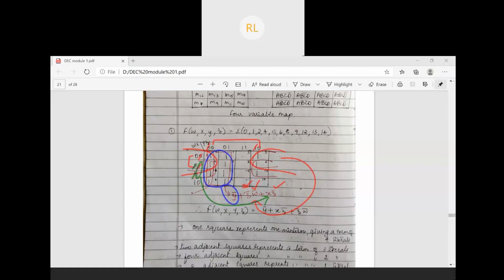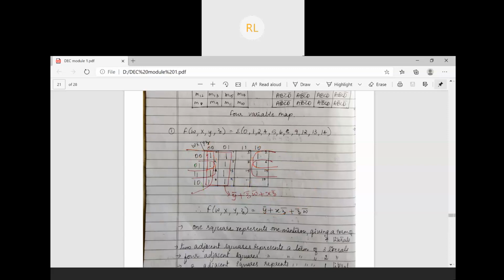Yes, Bhargav? Normally we go with 2, 4, 8, 16, we go in that form. We do not group 3 ones or 5 ones. No, we don't do that. It's a multiple of 2.